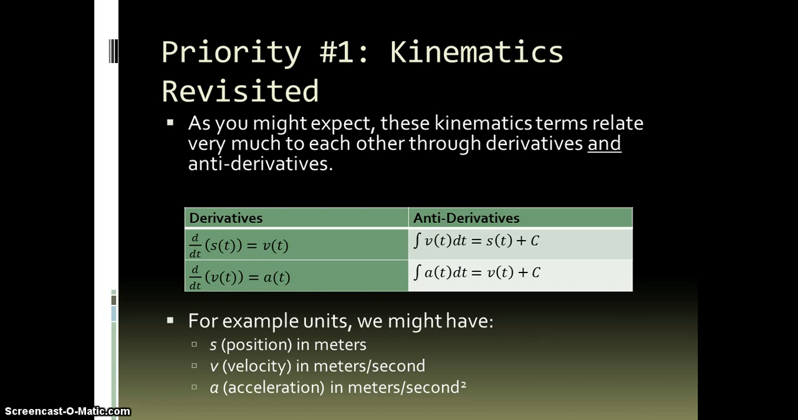For example units, we might have our position measured in meters, which would mean our velocity is measured in meters per second, and our acceleration would be measured in meters per second squared. If you notice, as you move up the table, you lose one of your time units. For example, going from acceleration in meters per second squared up to velocity, you go to units of meters per second.